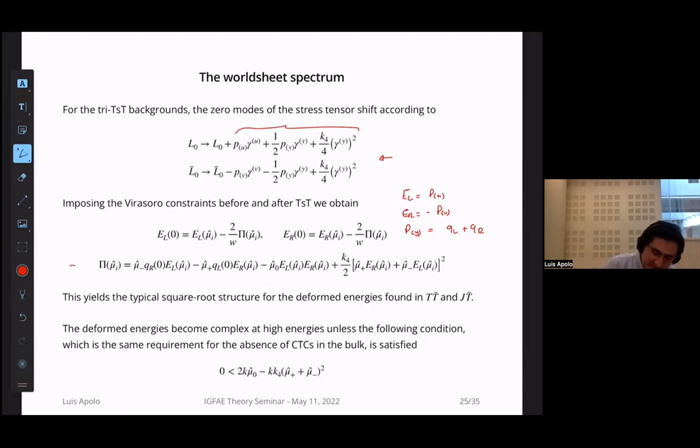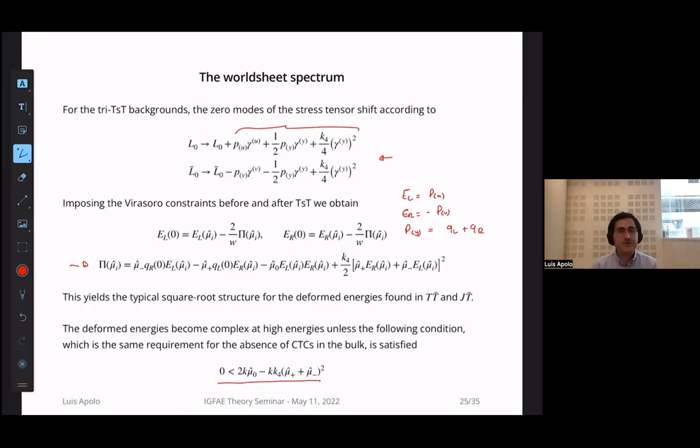It's not obvious from this expression, but after you try to solve it, you find that indeed the spectrum will become complex at high energies if this condition is satisfied, unless this condition is satisfied, which is also what we found from the bulk by trying to remove closed timelike curves.